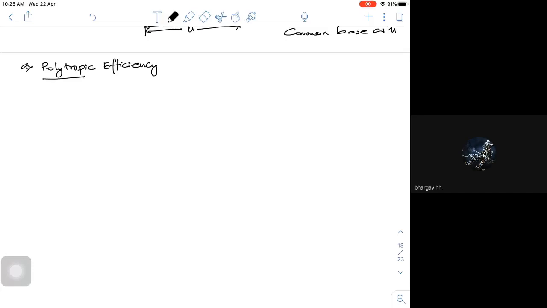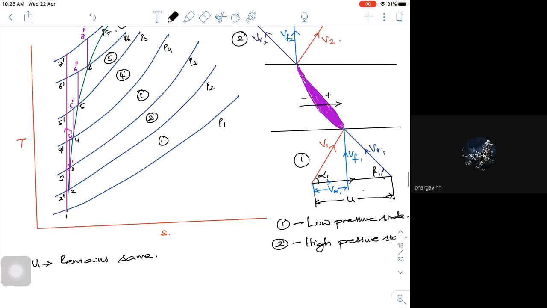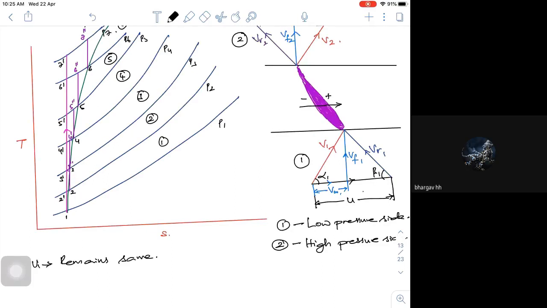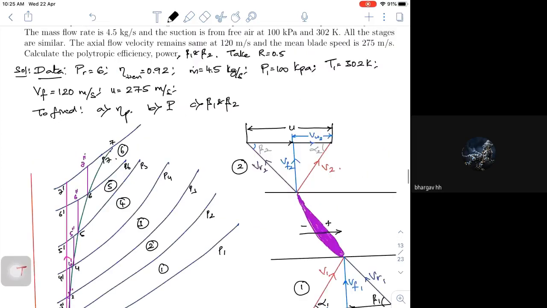The first and foremost thing they have asked you to solve is the polytropic efficiency. To solve it, I need to calculate the individual temperatures. They are given only P1 and T1, and some efficiency, the isentropic efficiency, and the pressure ratio. Using these components, I should be able to calculate between efficiencies and between pressures.